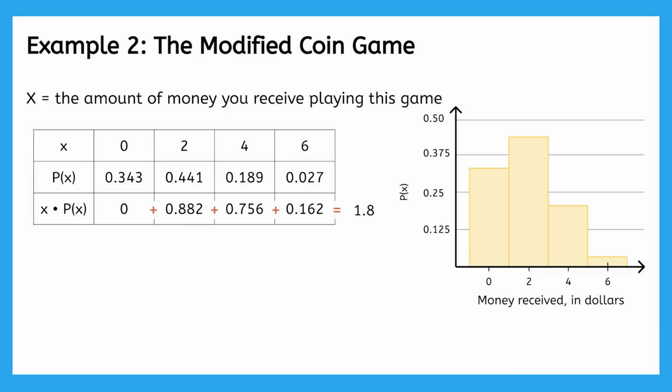First, we multiply each value of x by its probability, then add up all of those products. For this game, the expected value is $1.80. A bit better than the last game, but still less than what we would pay to play. Great work!